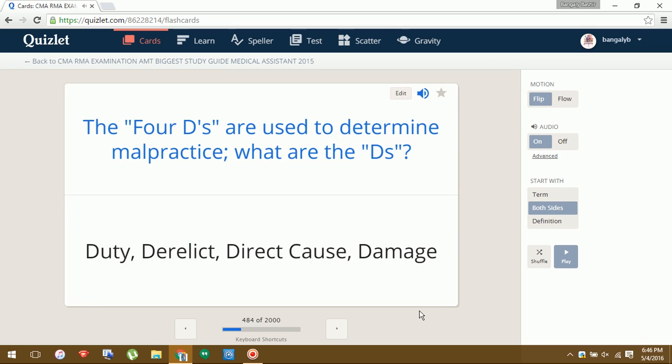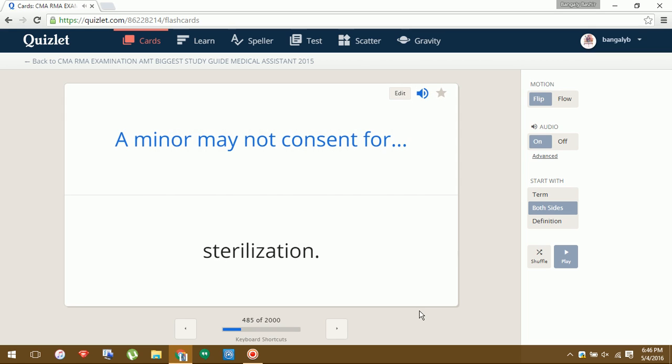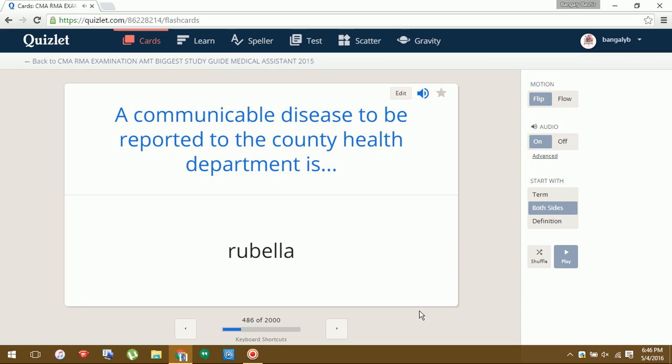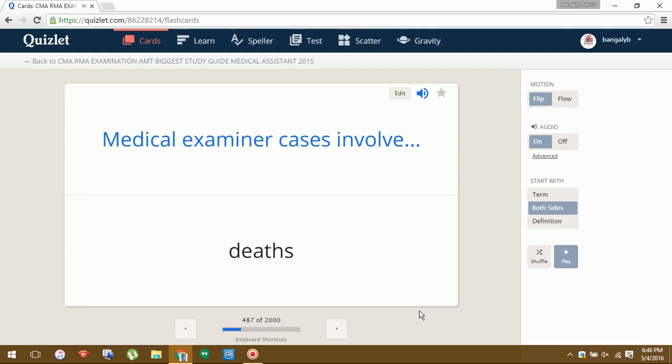The 4 Ds are used to determine malpractice. What are the Ds? Duty, derelict, direct cause, damage. A minor may not consent for sterilization. A communicable disease to be reported to the county health department is rubella. Medical examiner cases involve death.